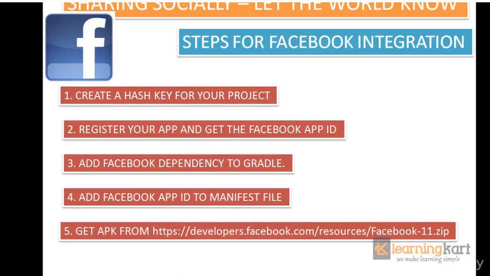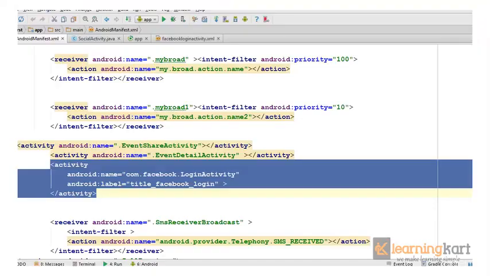So we'll just go back over what we've done so far. We created a hash key, we've registered the app on the Facebook platform and got a Facebook app ID. We've added the dependency to the Gradle file, added the app ID to the manifest file. Also, we've added the Facebook login activity to the manifest file.